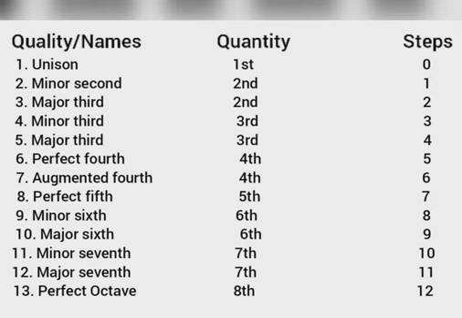The seventh is called augmented fourth. The eighth is called perfect fifth. The ninth is called minor sixth. The 10th is called major sixth. The 11th is called minor seventh. The 12th is called major seventh, and the last one is called perfect octave. But let me show you how they are arranged on the piano.